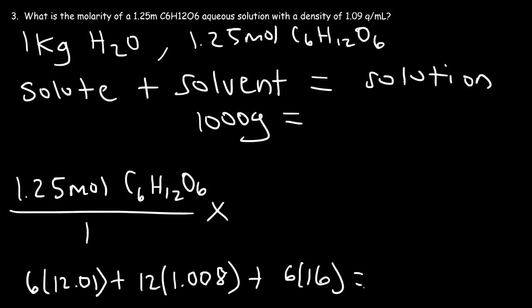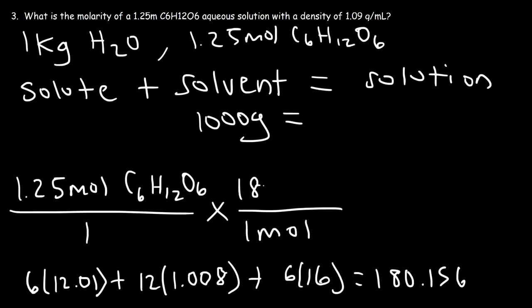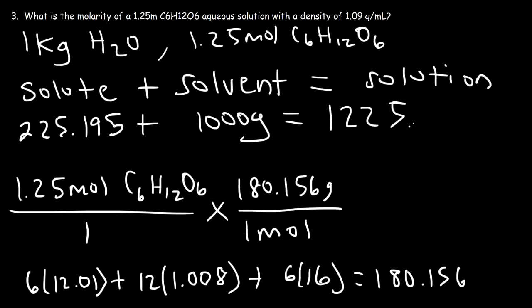So the molar mass of glucose is 180.156. So 1 mole of glucose has a mass of 180.156 grams. Now let's multiply that by 1.25. And so the mass of the solute is 225.195 grams. And let's add 1,000 to that. So that's going to be 1225.195 grams of solution.